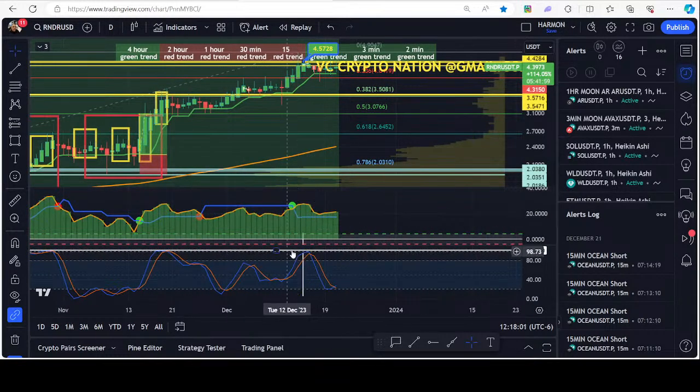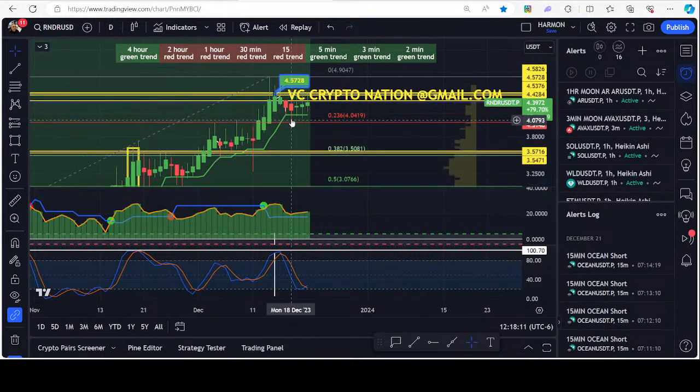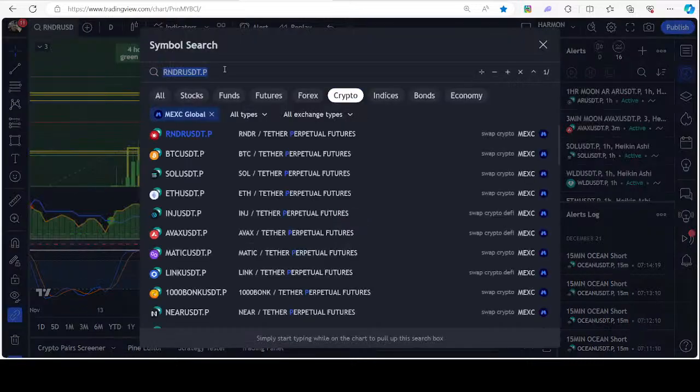Let's see. All right, so here's Render just crossed over. Render already had a moon. The RSI had to reset, so Render looks really good here. It looks like it wants to push up here. So this market is looking really, really good.